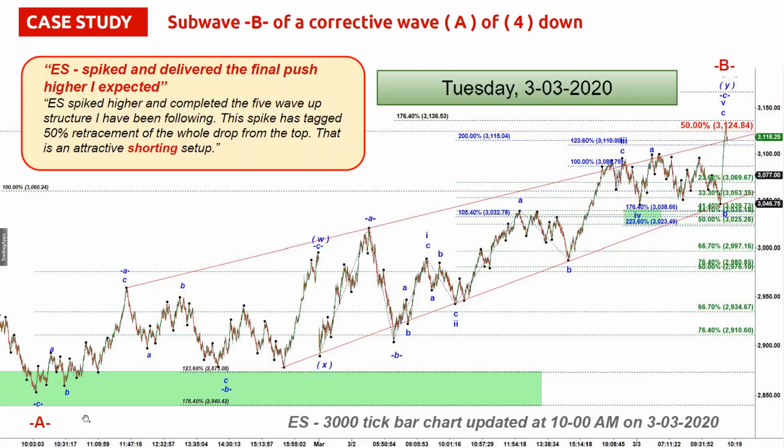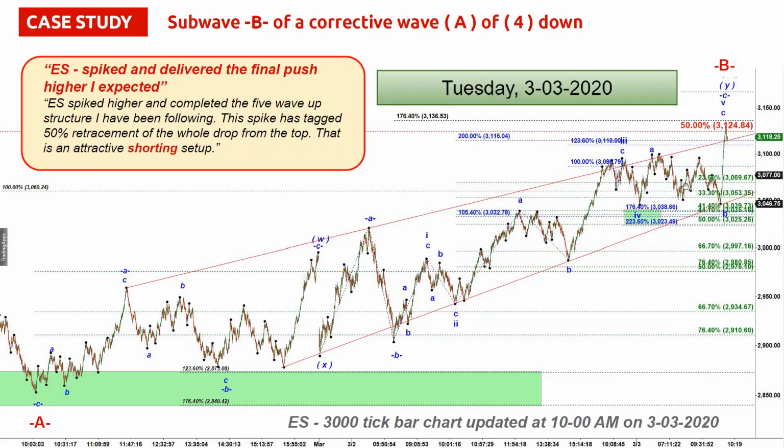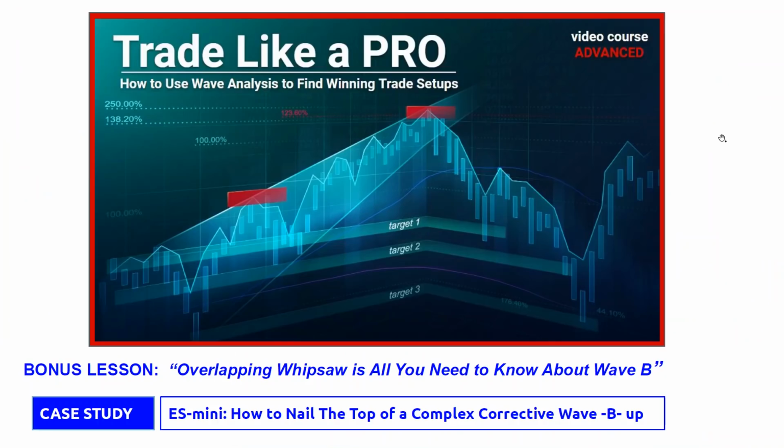Why am I showing it to you now? I'm showing it to you because I'm going to use the very same technique, micro-counting of the very final rally in a corrective ABC structure, to pinpoint the top of the rally we are watching now in April 2020. If you want to know about that particular case when we nailed the top, I would recommend you watch my video lesson. I have 2 video courses, and the very final lesson was called ES Mini, how to nail the top of a complex corrective wave B up.